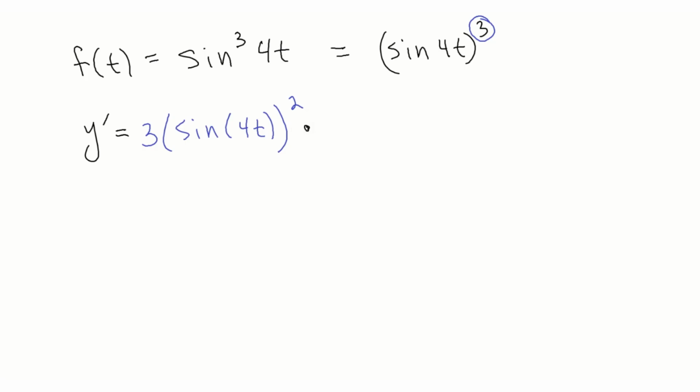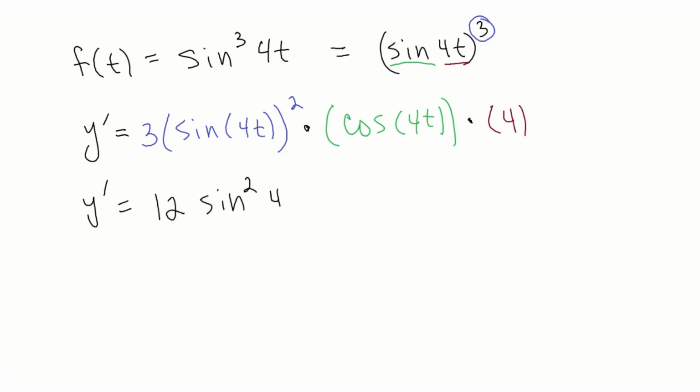We need to multiply that by the derivative of the next layer, which is another composite function. So we need to apply the chain rule a second time. This time, the sine function is the outside function, and 4t is the inside function. So take the derivative of sine, which is cosine, leaving its inner function alone, and then finally multiply by the derivative of that inner function. The derivative of 4t is just 4. We can simplify this by multiplying the constants and reverting back to standard trig notation.